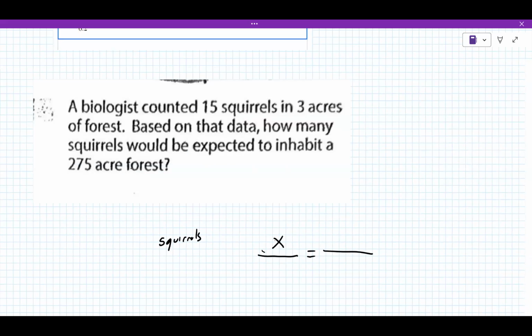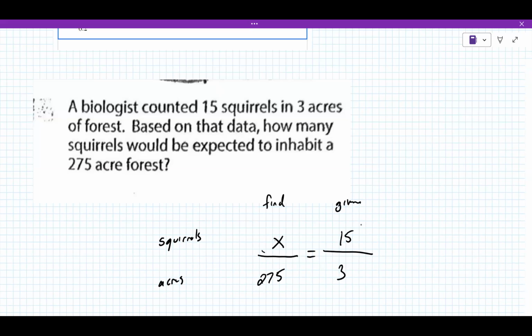Okay, so squirrels goes up top, acres goes on the bottom, and it's pairing it up. There's always sort of the given, and then what you're trying to find. They tell you it's 275 acres. The given is how many squirrels and how many acres. What goes in the top here? What goes in the bottom? Can you tell me those values? Would it just be for squirrels 15 and on the bottom 3?